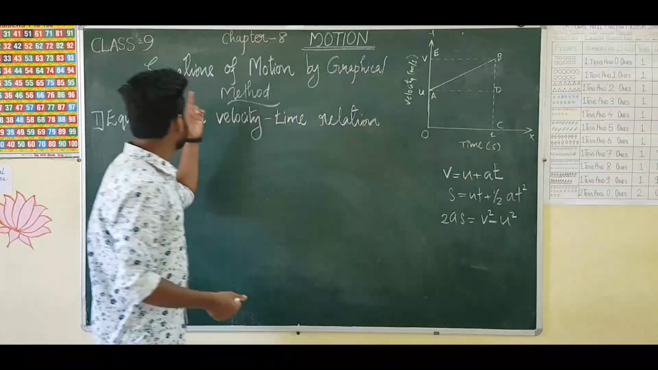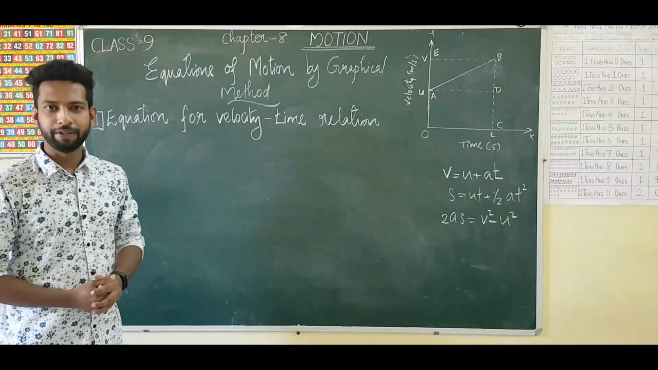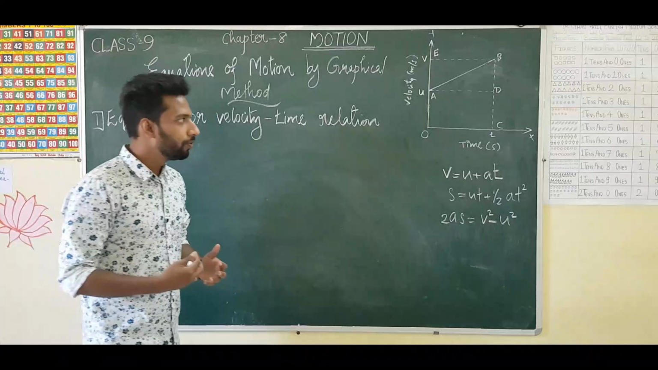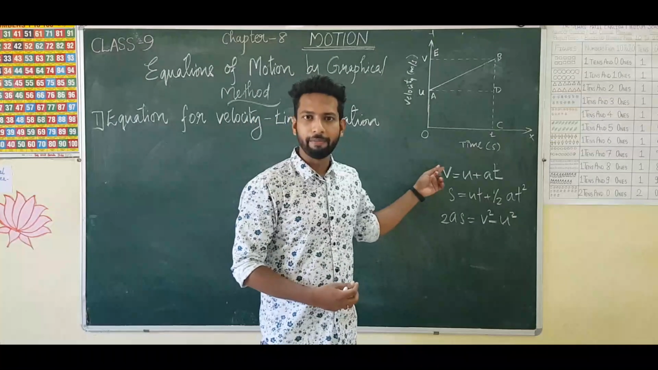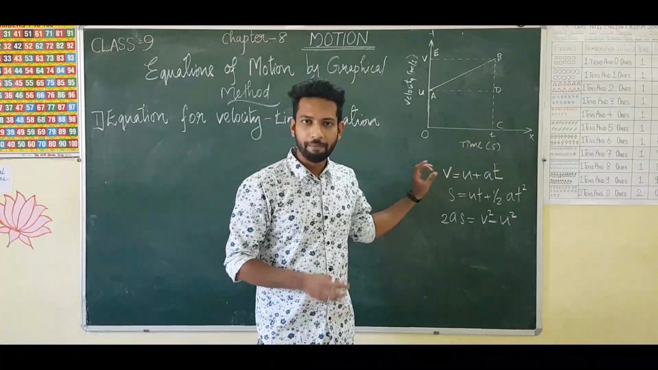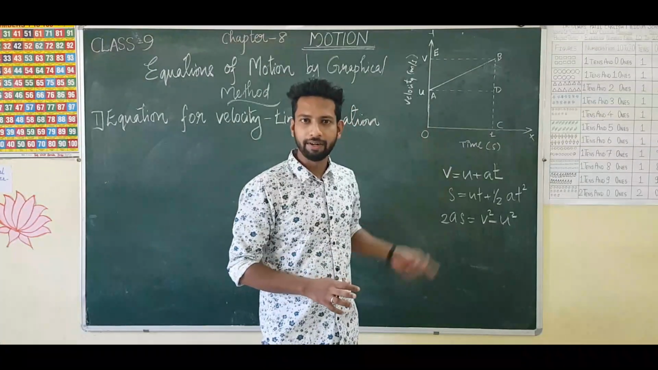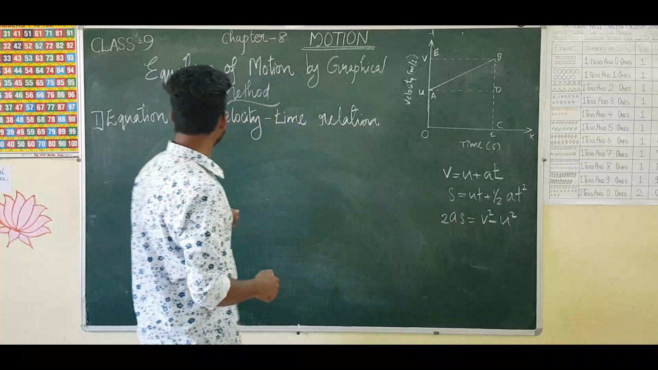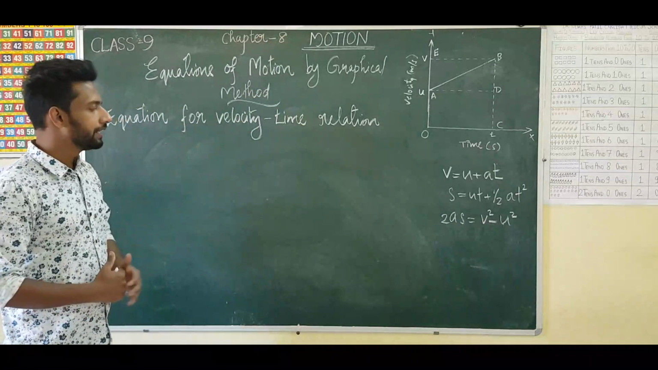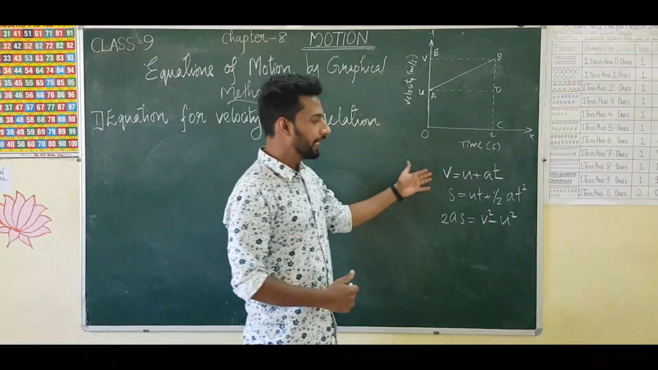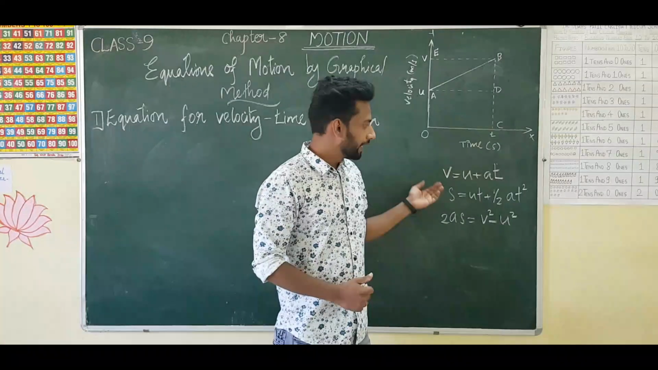Our topic is equations of motion by graphical method. So our aim is to derive these equations. In maths we have studied so many equations, but here we will make this equation from this graph. So our first one is the equation for velocity time relation. See, these are the three equations of motion. We will derive them one by one.